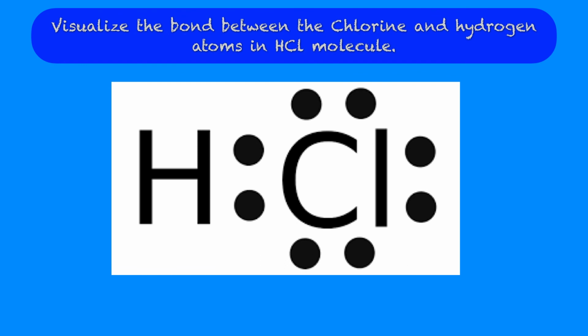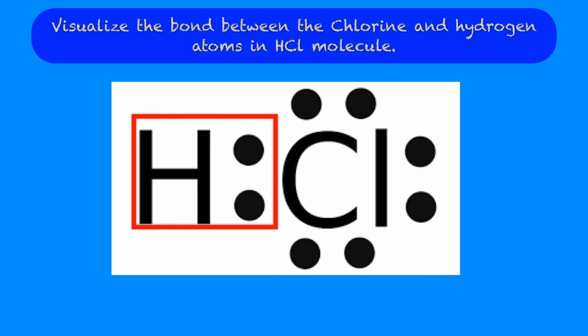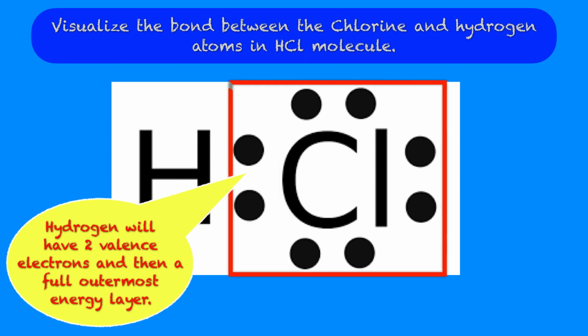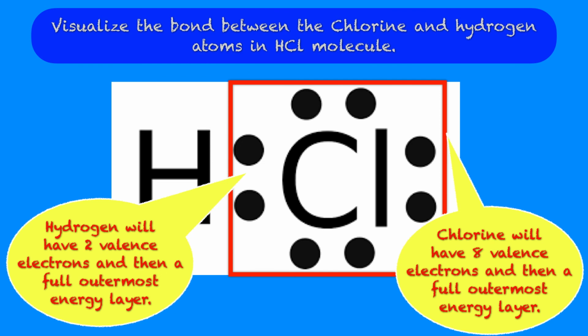When each of chlorine and hydrogen atoms puts their single valence electrons in common, hydrogen will have 2 valence electrons and then a full outermost energy layer. Similarly, chlorine will have 8 valence electrons and then a full outermost energy layer.